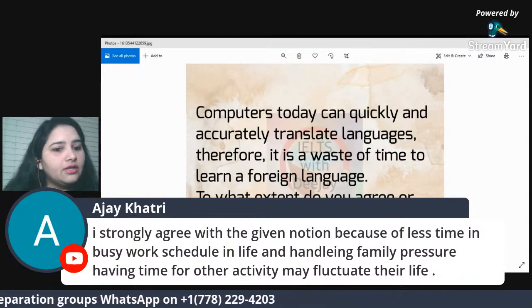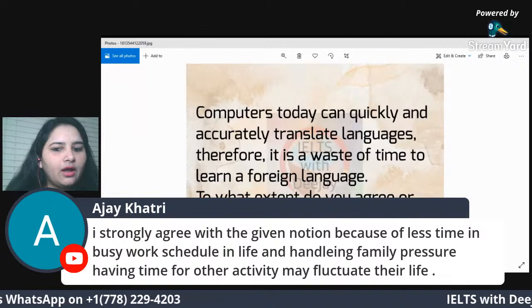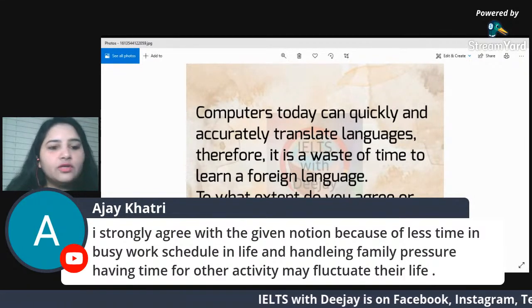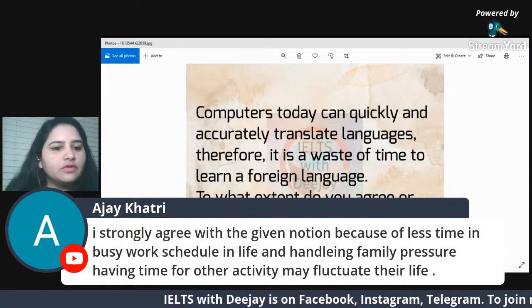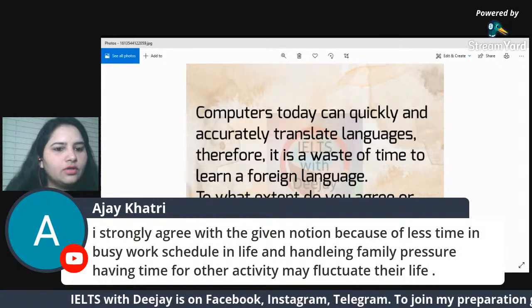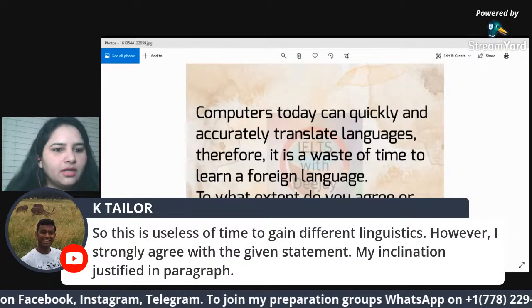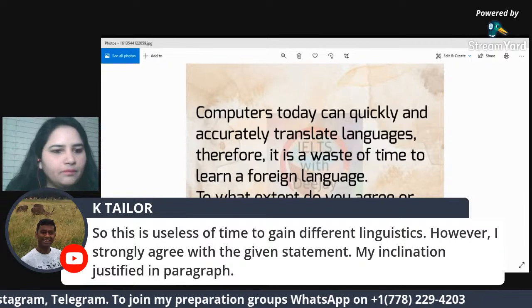You have to give your ideas for agreement, why are you agreeing with this? Because here you are agreeing, then you have to explain your main ideas. You have to give examples as well. So think about that. Now think about the ideas. The first main idea for agreement, Ajay.